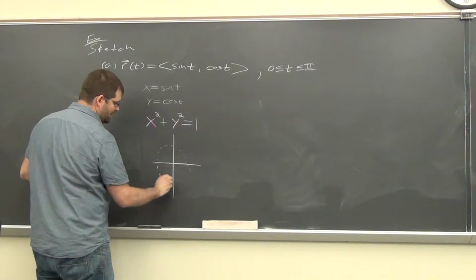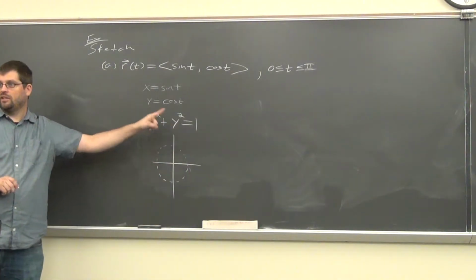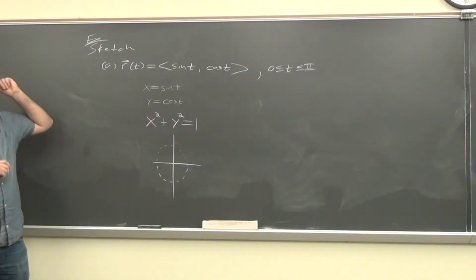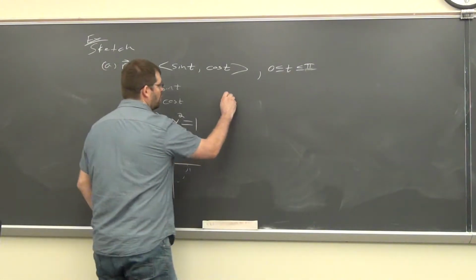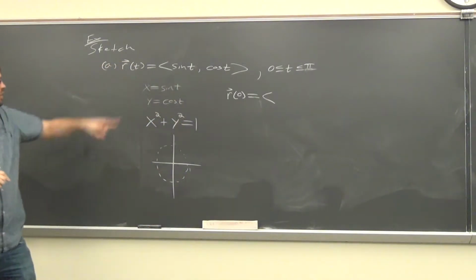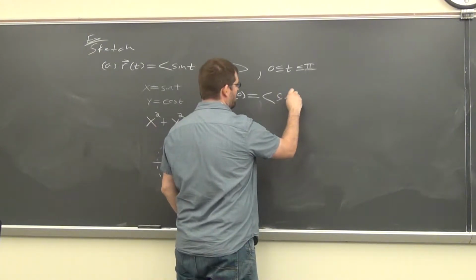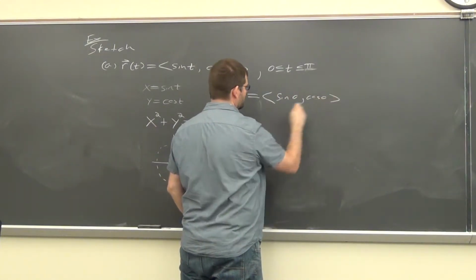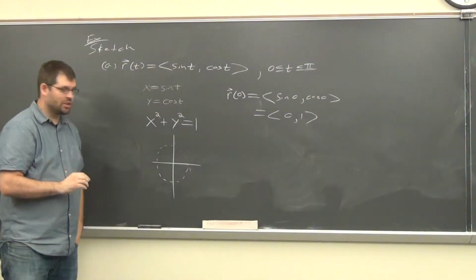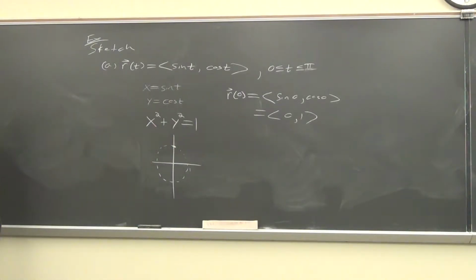We don't know which piece of it, right? It might be all of it, it might be just a portion of it. But since it satisfies this, we know it's at least stuck on that circle. Does that make sense? So now let's figure out which piece of that circle we're on. So what's r of 0? If I plug 0 into my vector valued function, I get sine of 0, right? And then cosine of 0. So 0, 1, so that means we're starting up x is 0, y is 1, right?